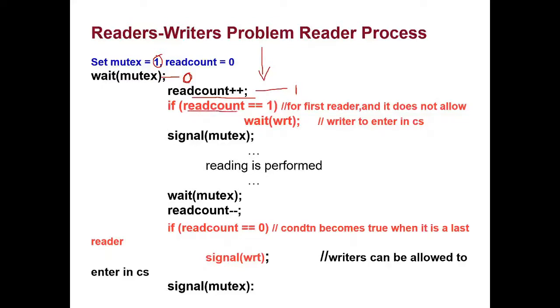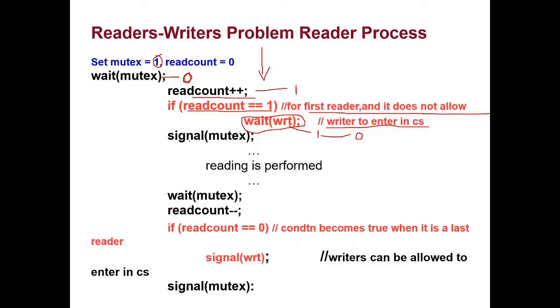Now it is going to check the condition whether read count is equal to 1. As the condition is true, it is the responsibility of the first reader process not to allow the writer process to enter into the critical section. So this statement is going to lock the writer process. The writer variable is initialized to 1. After decrementing it, it becomes 0. So it has locked the writer process now.